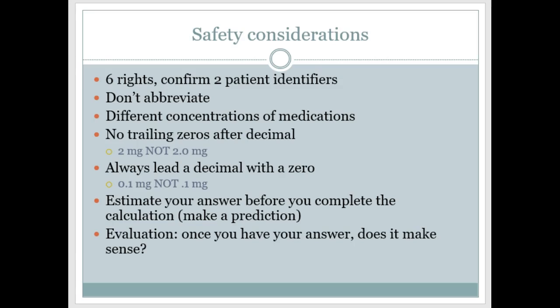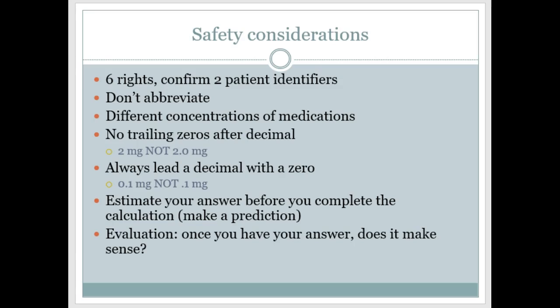And then confirming with 2 patient identifiers. So for an older child, you can ask them to state their name and birth date. For younger children, we'll be doing that off of their ID band in the hospital. So you'll be looking at their name and probably their medical record number as the 2 most commonly used identifiers in the hospital for kids.